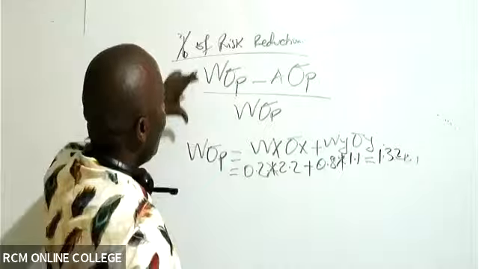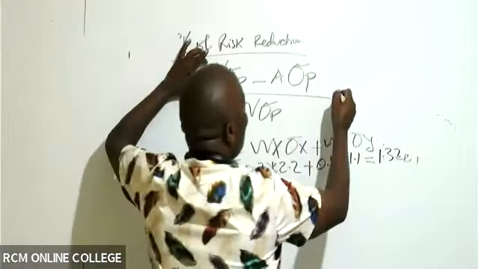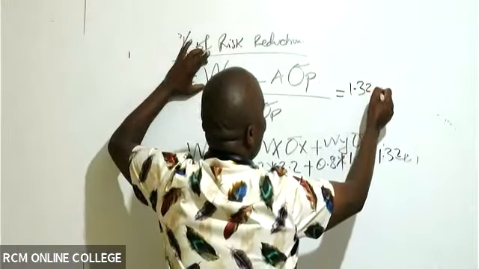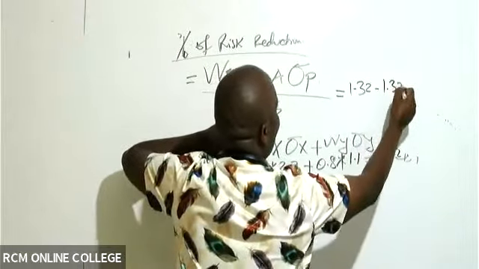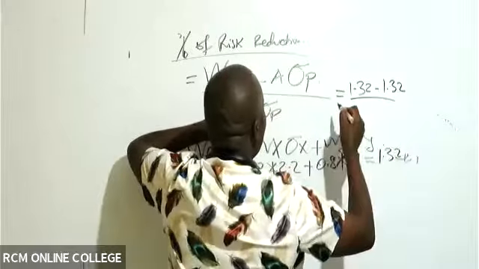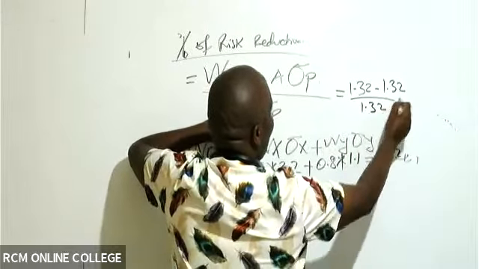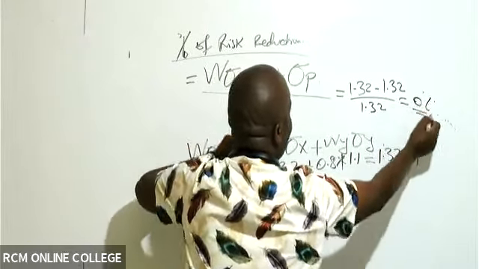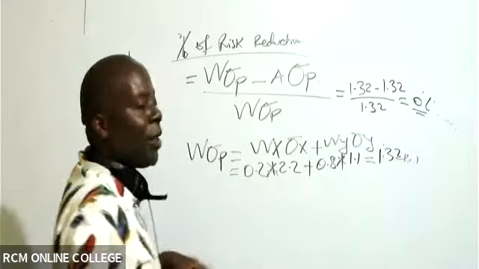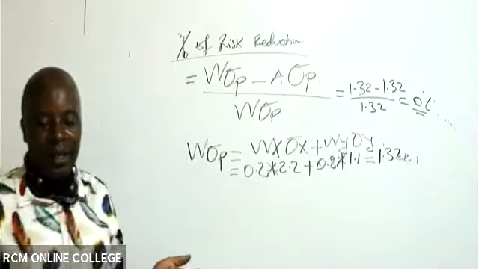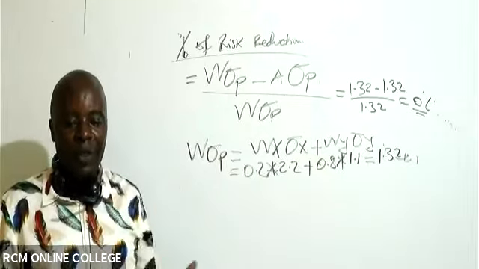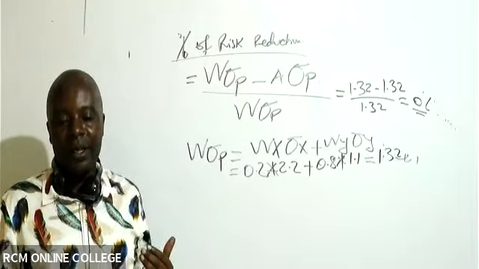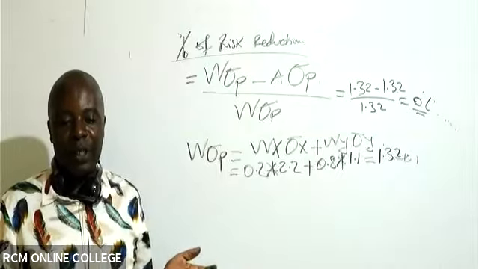So now subtract. The weighted standard deviation of the portfolio 1.32 minus the actual standard deviation of the portfolio 1.32, all over the weighted 1.32. You have reduced 0%. You have not reduced anything in terms of risk.